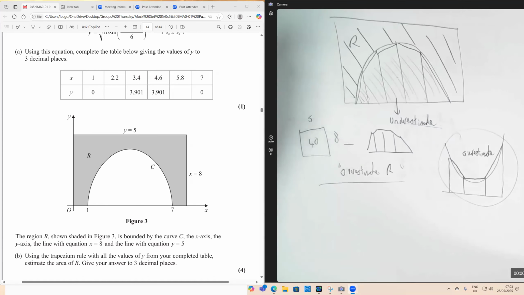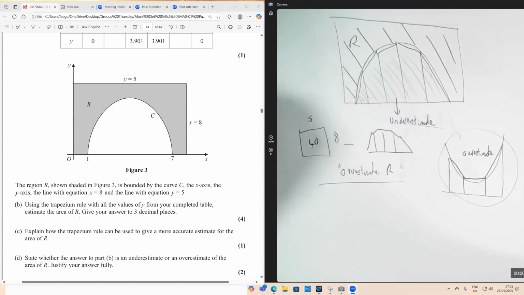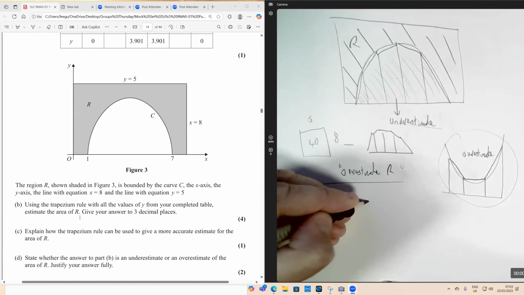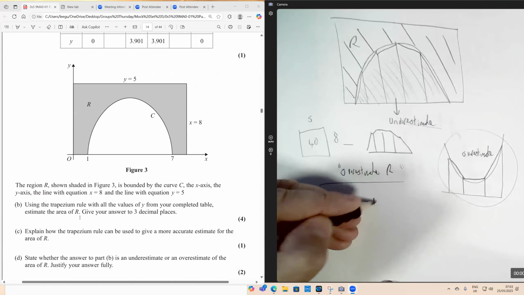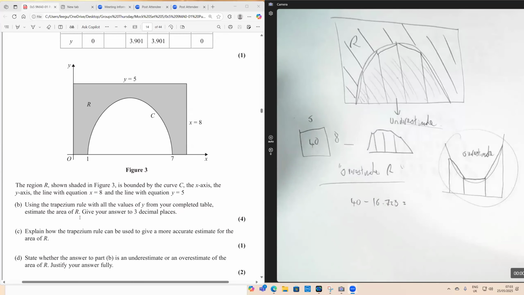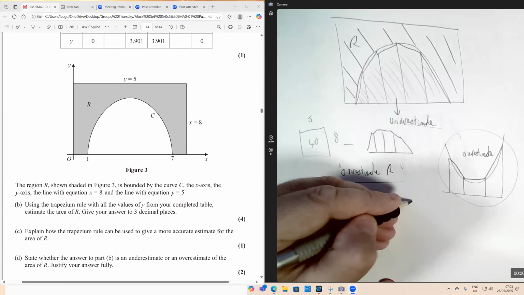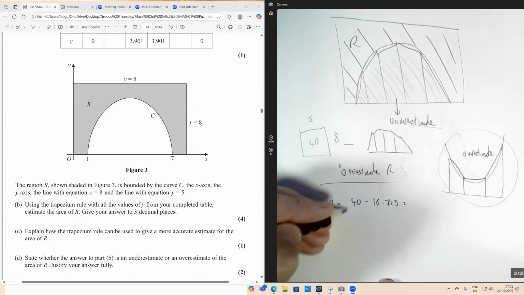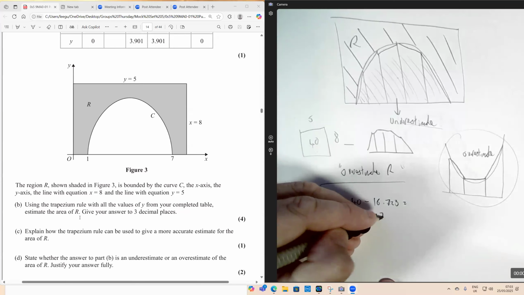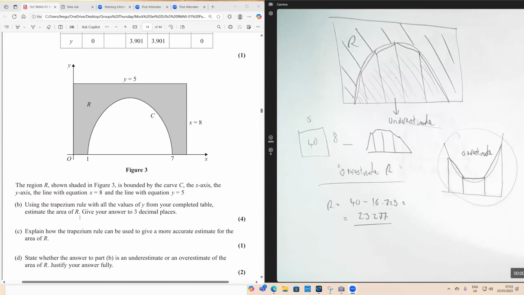Let's have a look then. It says find an estimate for R. So we need the area of our rectangle, which is 40, take away our approximation, which was 16.723, and that gives us, for R, R equals 23.277. So that's our value for R. So far so good. That's part B done, 4 marks, a nice 4 marks to be fair.